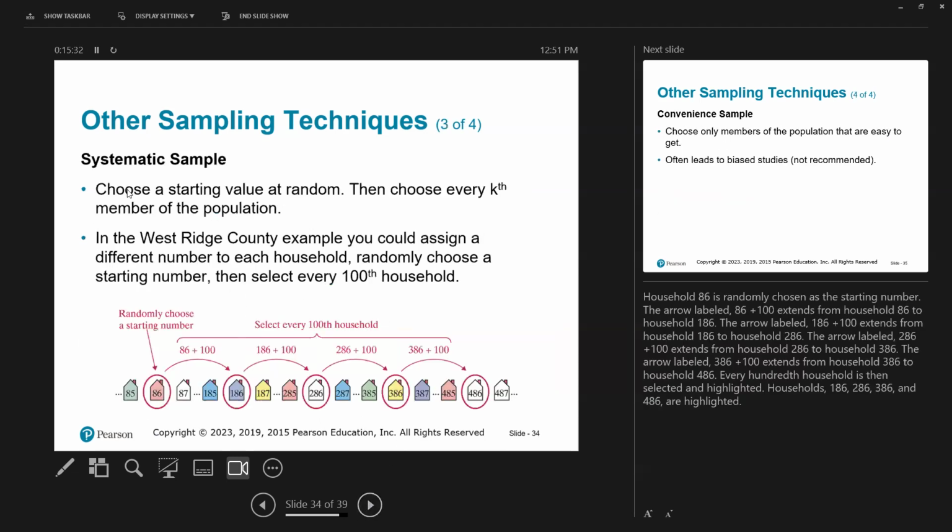Next sampling technique is called systematic sample. Choose a starting value at random, then choose every nth member of the population. In the West Rich County example, you could assign a different number to each household, randomly choose a starting number, then select every 100th household. Randomly choose the starting number, then keep adding 100 to this number and select every 100th house. This is called systematic sampling.